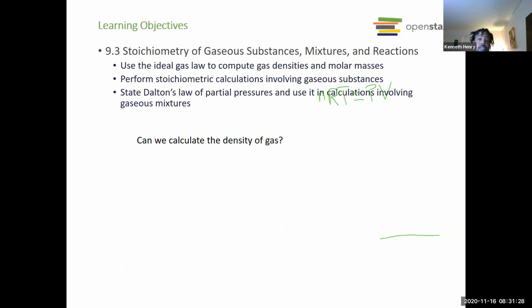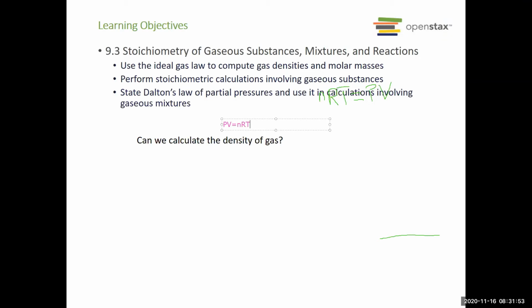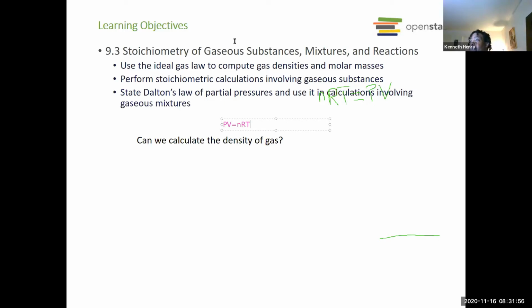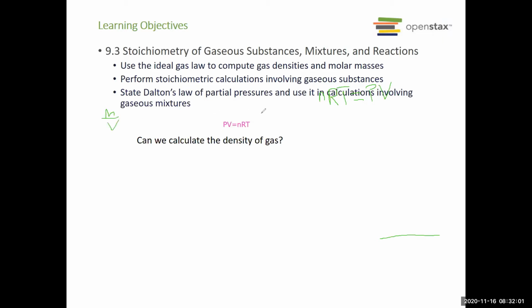Okay, so we can also use this equation to calculate density. What are the units for density? Grams per milliliter. Grams per milliliter, mass over volume. So generally, it's just mass over volume, right? Can we get mass over volume from this equation? If you rearrange it, yeah.